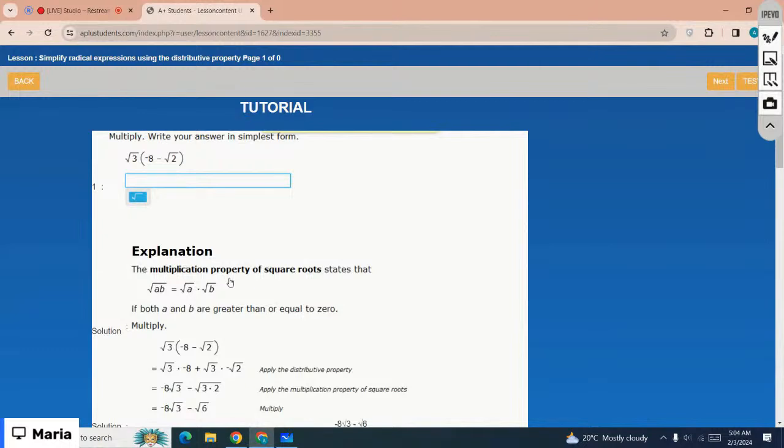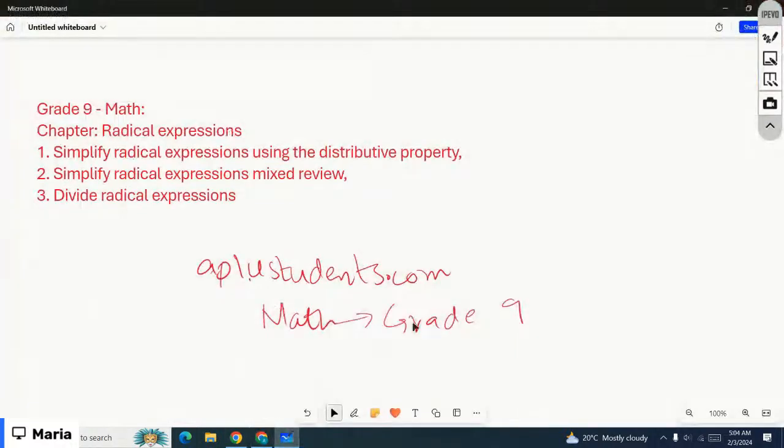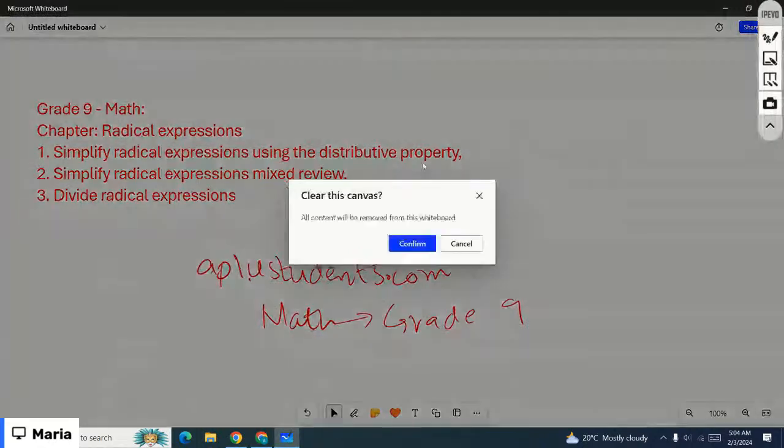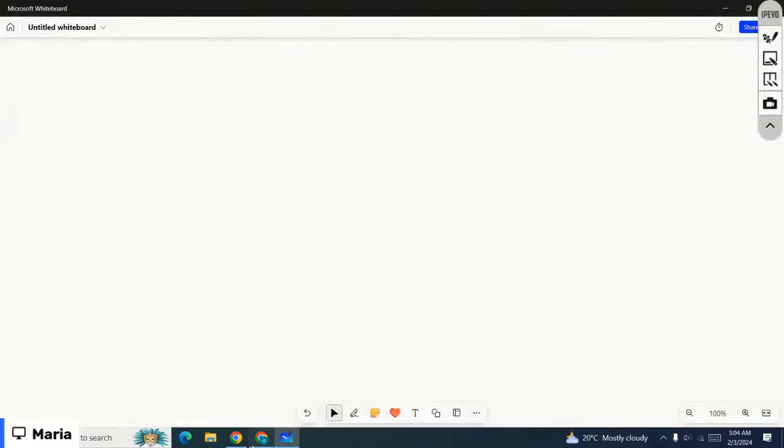Okay, the first one is multiply square root 3 times negative 8 minus square root 2. So yes, you have to use the multiplication property of the square roots. You can multiply the radical that is outside the bracket with everything that is inside the bracket. So the question is square root 3 times negative 8 minus square root 2.